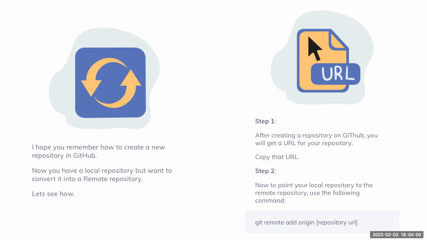For this also we have a command that we need to run in the Git Bash. After creating a repository on GitHub, you will get a URL for your repository. Copy that URL, and to point your local repository to the remote repository, use the following command: git remote add origin and that repository URL. That's it. It will point to the remote repo.